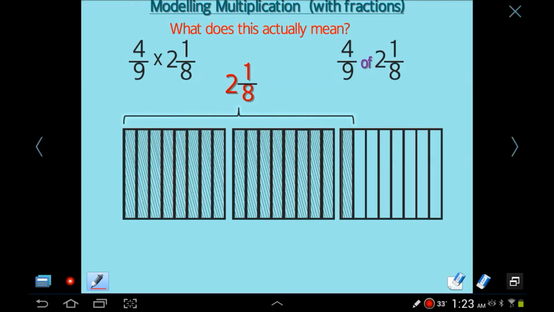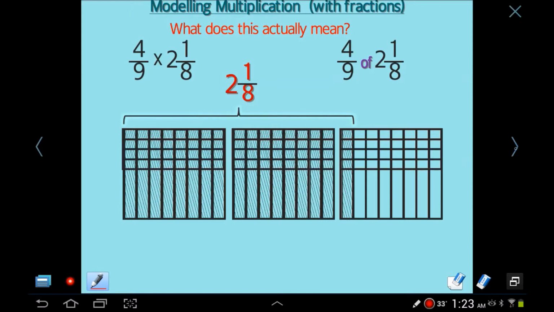Now it's kind of hard to see, but I shaded my 8ths in this direction. So when I do the other part, when I do the 4/9, I'm going to shade them in a total opposite direction. So now I'm going to break it up into 9ths going this way, which is, I understand, not very easy.